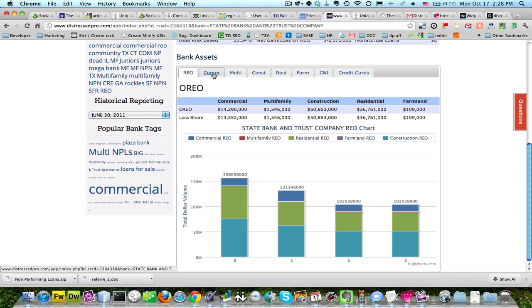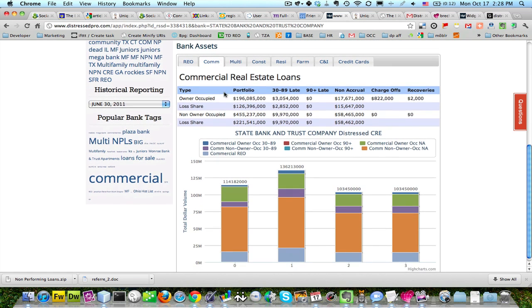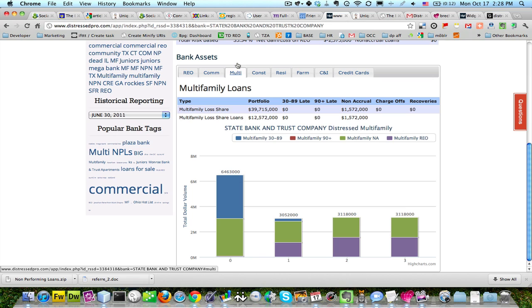So that's REO. Then you can also see commercial real estate loans. Well, there's two classes, owner-occupied and non-owner-occupied commercial real estate loans. You can see they also have a bunch of loss share covered under there. This is a Georgia bank, and we know Georgia's been hit pretty hard. Here's multifamily. Again, they've got some non-accrual, which is non-performing, and that's also covered under loss share.